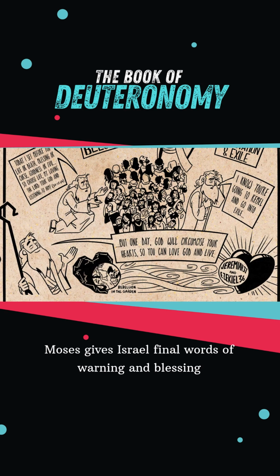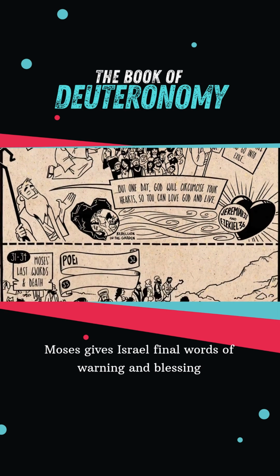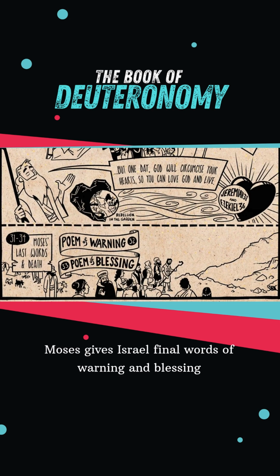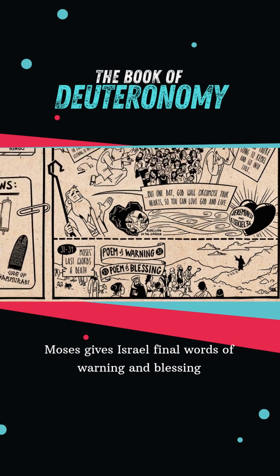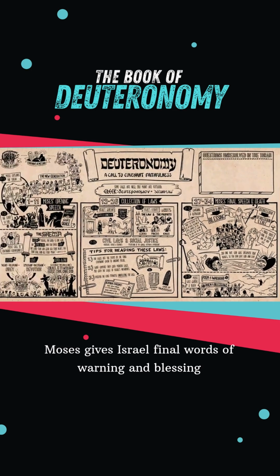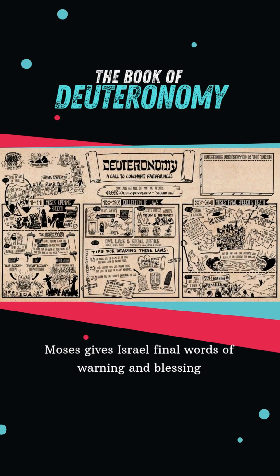So Moses ends his speech with a poem of warning and then of blessing, and then he walks up onto a mountain and he dies. And so the Torah draws to a close. All of the major plot tensions of the biblical story are in place, but left totally unresolved.